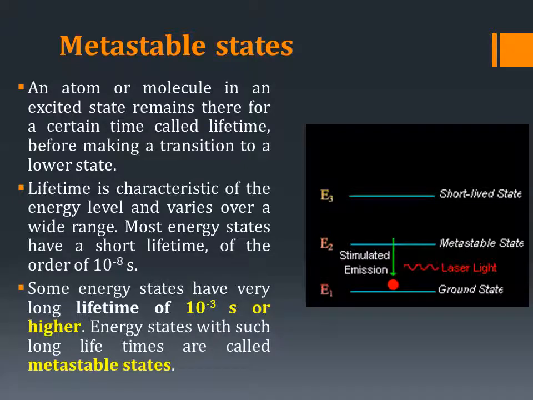This short animation will sum up whatever we've just seen till now. The atom moves from the ground state to a short-lived state and then, by means of rapid decay, comes down to the metastable state, and from the metastable state there is emission of energy in the form of laser light.